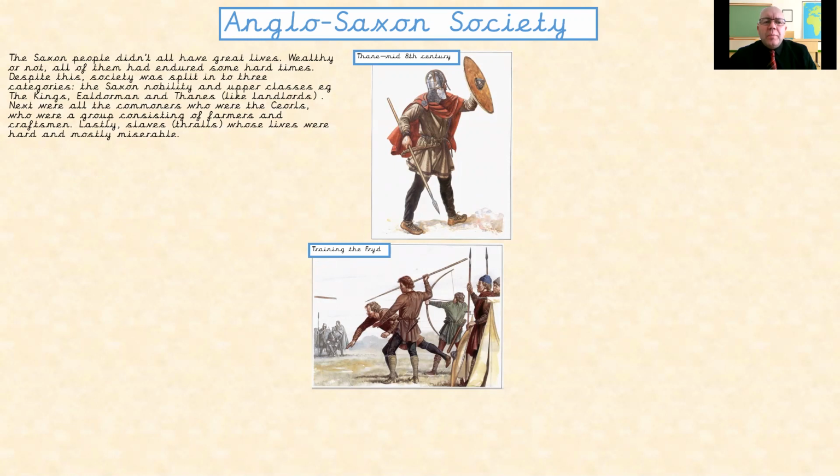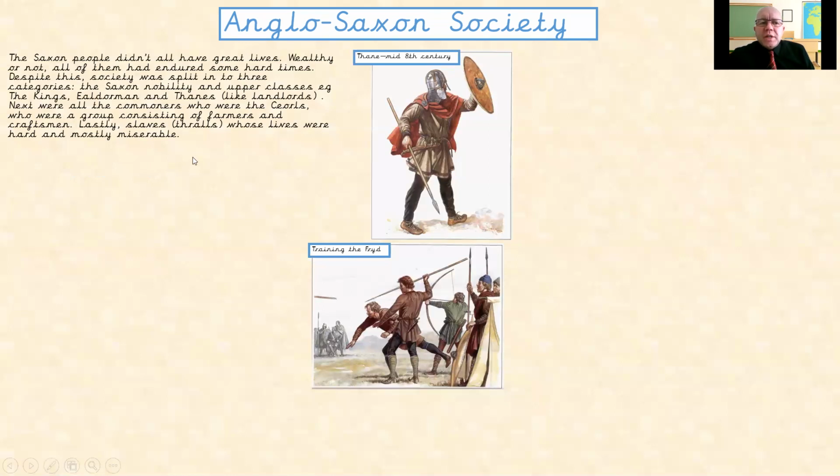Next were all the commoners, who were called Thralls, who were a group consisting of farmers and craftsmen. Lastly, slaves or thralls, whose lives were hard and mostly miserable.